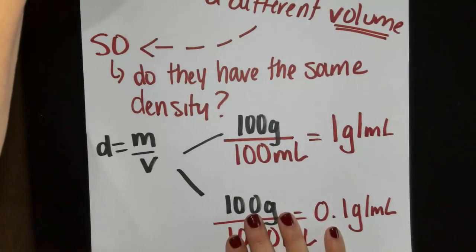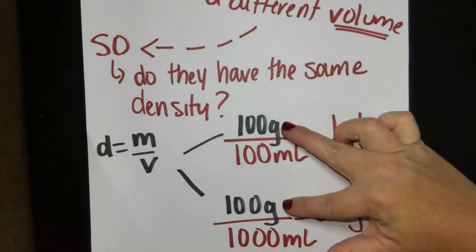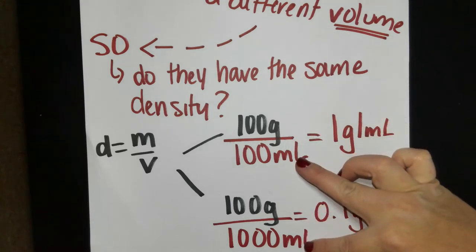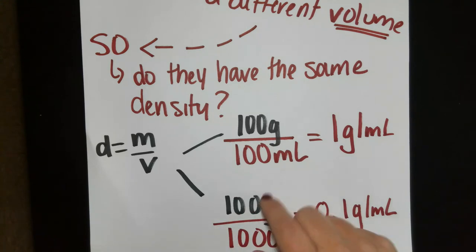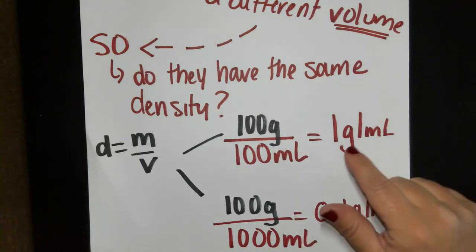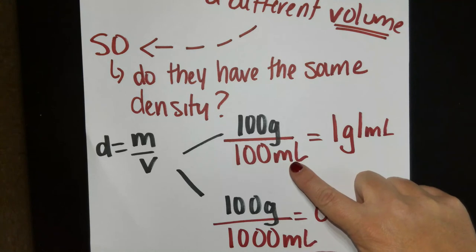So I've done a little sample here. If they have the same mass, so you'll see that in black, but different volumes, will they have the same density? A lot of people will think, well, if I put them in my hands, they feel about the same in terms of how heavy they are, but their sizes are different, okay? Since this 100 grams is in a larger space, those particles aren't packed as closely together, okay? So that would be less dense than the 100 grams that's in only 100 milliliters.